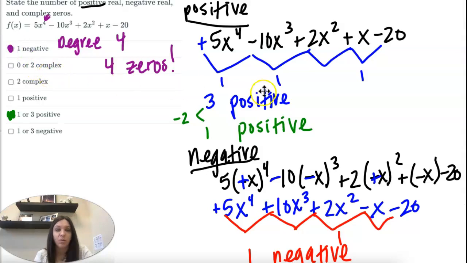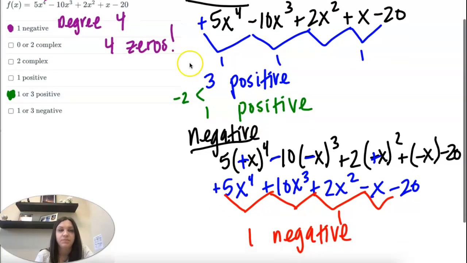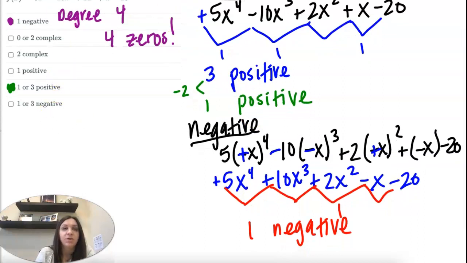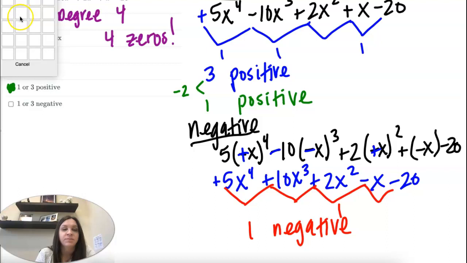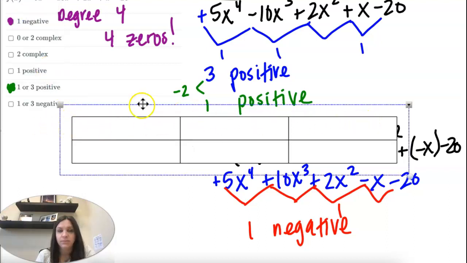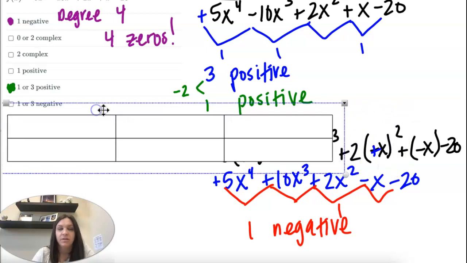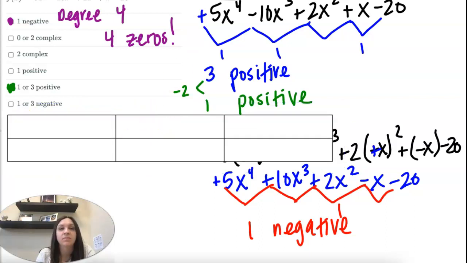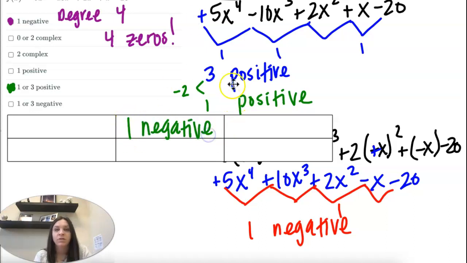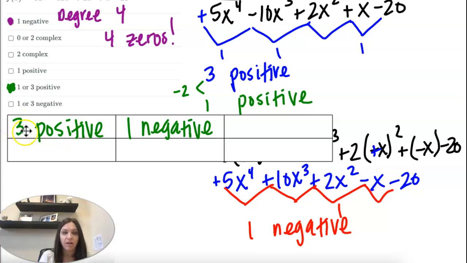And now we have to figure out, well, what about imaginary? So I'm going to put in a table here. There's always 1 negative. So if I have 3 positive and that 1 negative, see how I already have 4? 3 plus 1 is 4. That means there's going to be 0 imaginary.